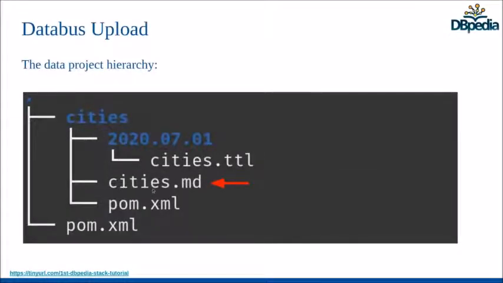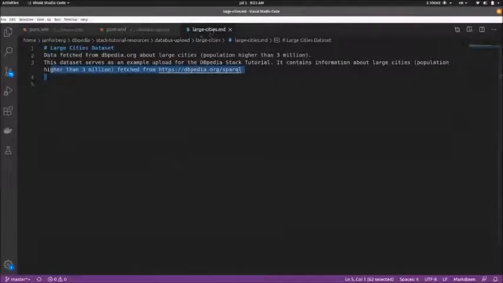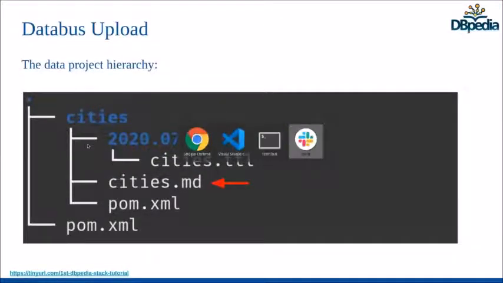In my case, it's large cities, and this is an opportunity to provide additional information to your data set on the artifact level. The first line will be interpreted as a label. The second line will be seen as the abstract, and the rest of the document from the third line onwards, you can use Markdown as well, and this will be the long description of your data set. I will show that on the Databus with an example.